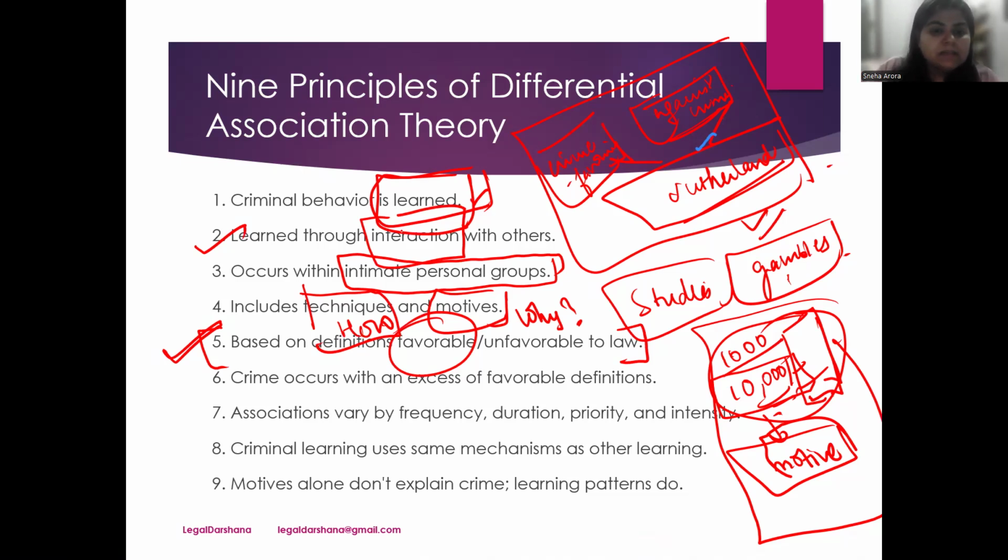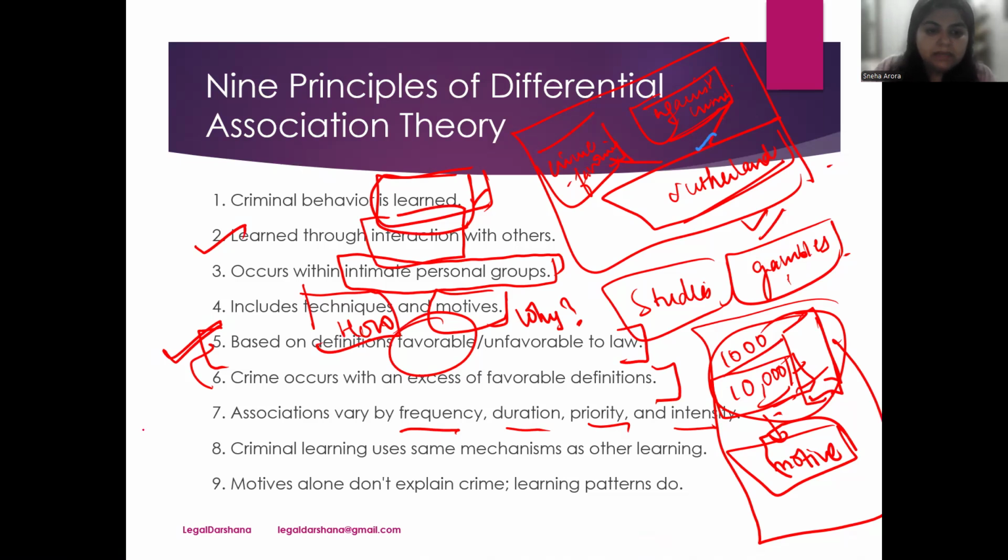Okay. Then next is crime occurs with an excess of favorable definitions. So when there is an excess of favorable definitions of law that favors the happening of crime, crime-favoring definitions, then crime will happen. Something we were just discussing with the fifth point. Now, Sutherland is saying that your association may vary by frequency, duration, priority, and intensity. How you interact with your peer group might give an edge to your association.